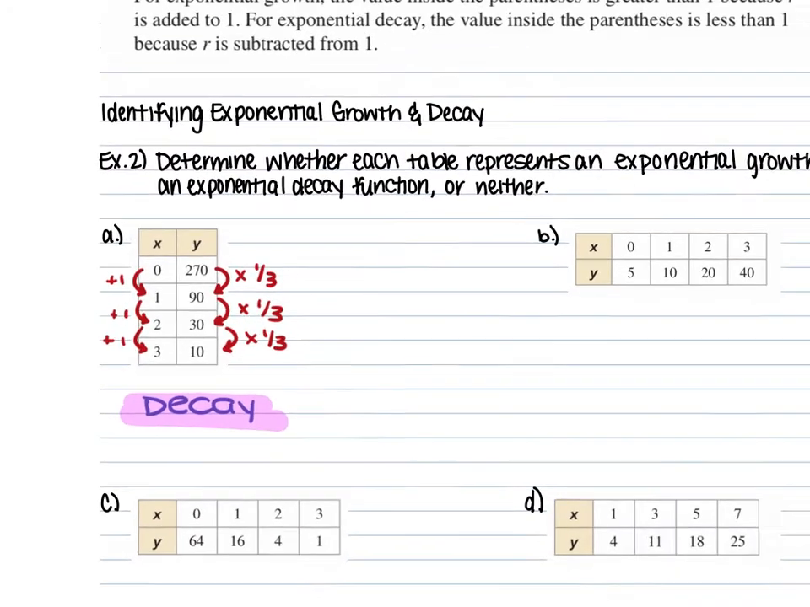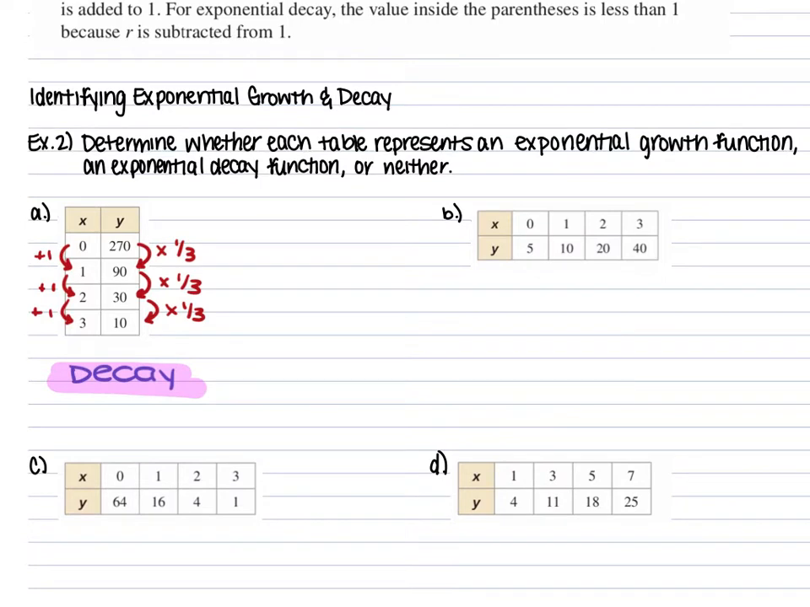Example B, we're given x values of 0, 1, 2, and 3. So again, these are going up by 1s. We have a constant rate here. Move on to your y values. Forget about your x values. From 5 to 10, you can add 5. You can also multiply by 2. From 10 to 20, you can't add 5. So we have to go with that multiply by 2 because 10 times 2 is also 20. From 20 to 40, we multiply by 2. So your constant rate here is being multiplied by 2. So this one is a growth.